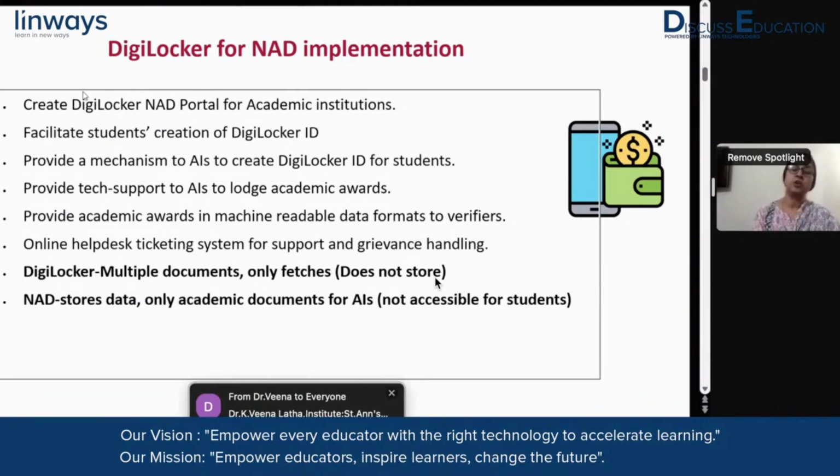The other difference is that DigiLocker is a via media only. DigiLocker is an instrument only. It only fetches. It does not store. It is not a storage wallet. It fetches whatever are the required documents, while NAD stores data, and the interaction with NAD can be done only through academic documents for academic institutions only. The interaction between NAD and academic institutions helps the student get his ABC. NAD is not directly accessible by the student. NAD can be accessed only by academic institutions.